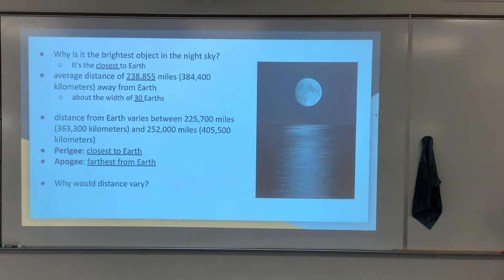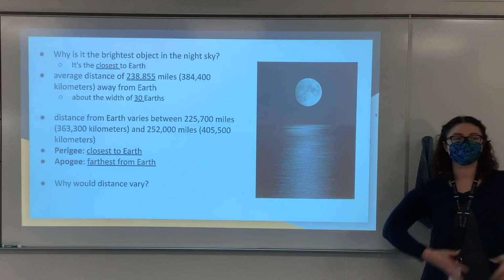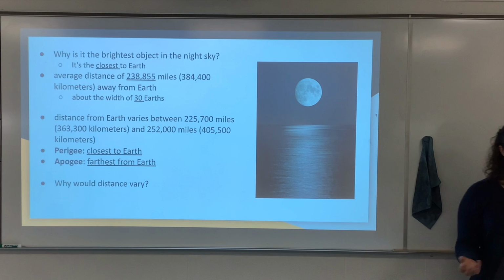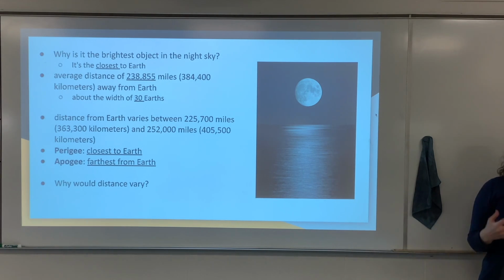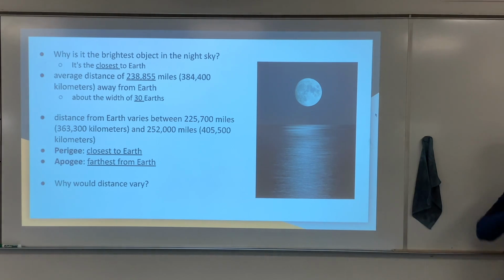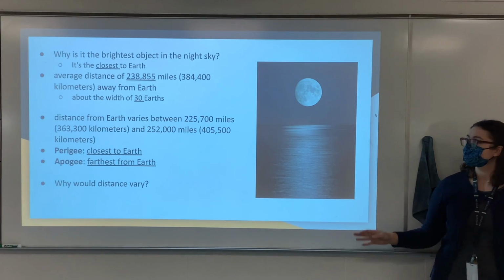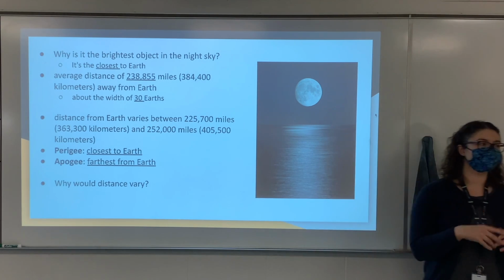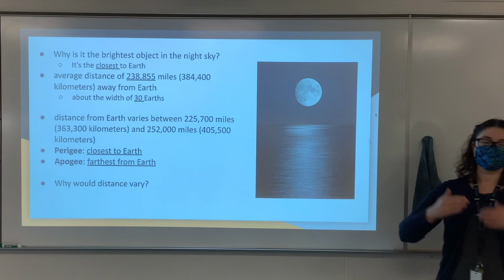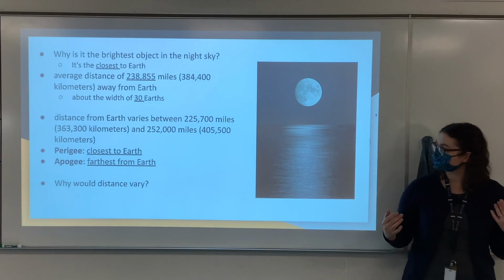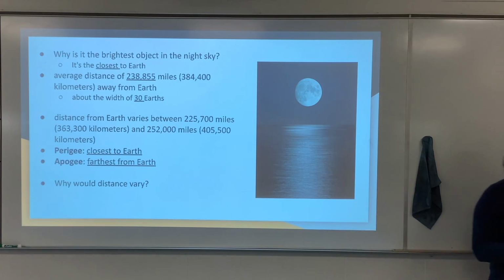Now, that brings about the question when we're talking about albedo. If the moon's albedo is so low, why is it the brightest object in our night sky? That's simply because it's the closest. The moon is way closer to Earth than any other celestial body. In fact, it's only about 240,000 miles away, which is about the same as the width of 30 Earths. Way closer than anything else, and that's what makes it the brightest.